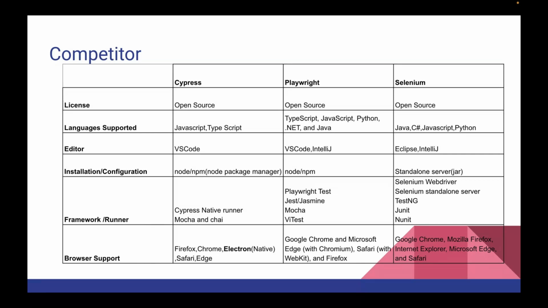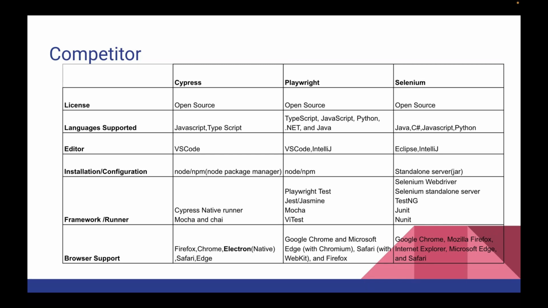It has Java, C Sharp, JavaScript, Python. And the editor we are going to use for Cypress is VS Code. Playwright can use VS Code, IntelliJ. Selenium can use Eclipse, IntelliJ. And the installation way: Cypress and Playwright use the same Node or npm, and Selenium has a jar file which we need to add. And the framework and the runner.